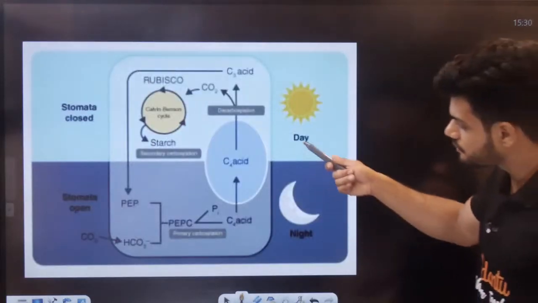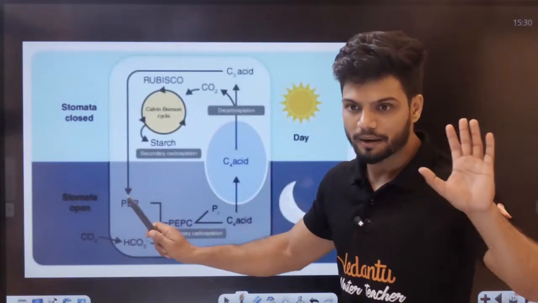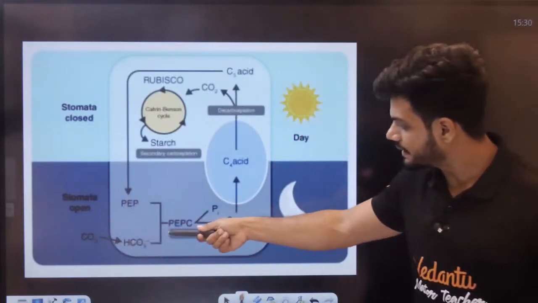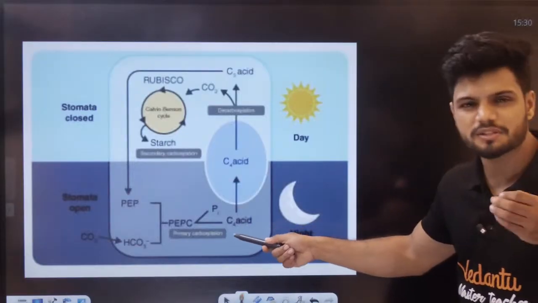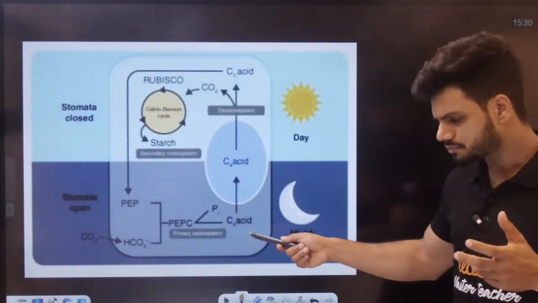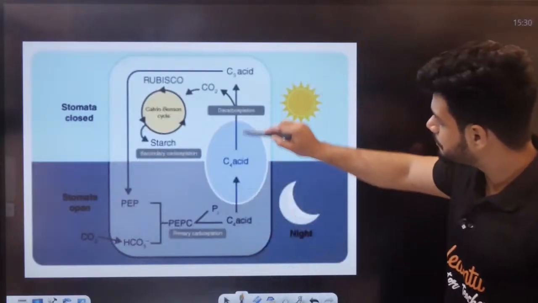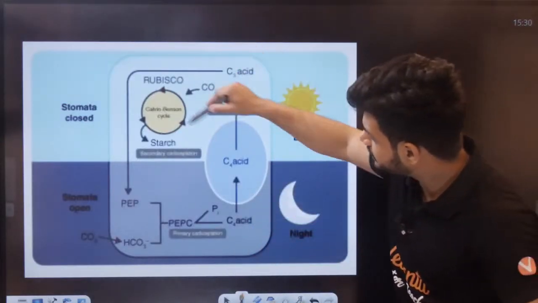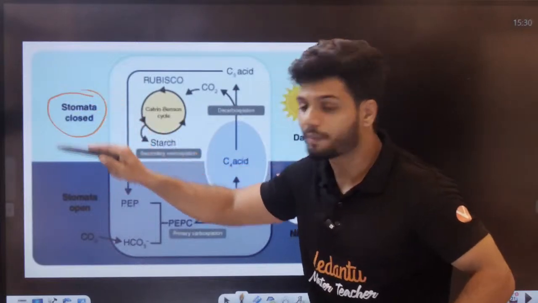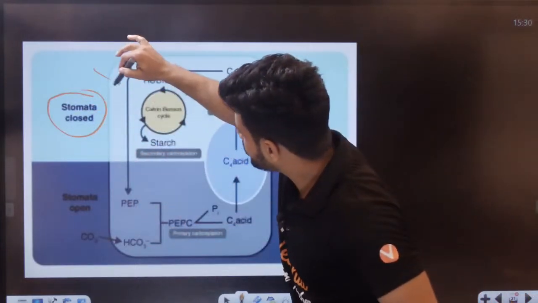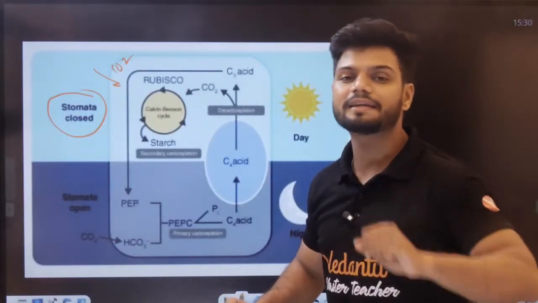See, in the case of desert plants, what is happening? Stomata are open in the night. In the night time, CO2 is entering inside, and this is converted to some type of C4 acid, like malic acid. This malic acid is used in the daytime. In the daytime, the Calvin cycle takes place because stomata are closed now. CO2 cannot enter inside. So this is called the CAM pathway.